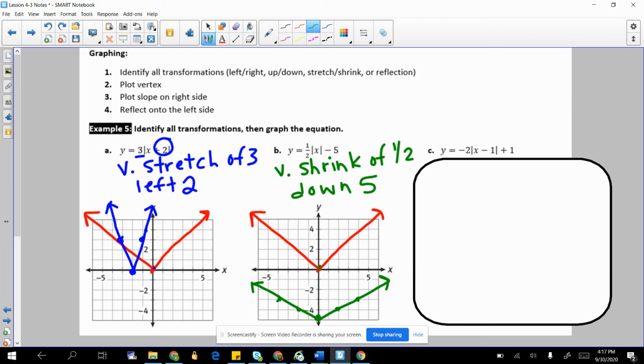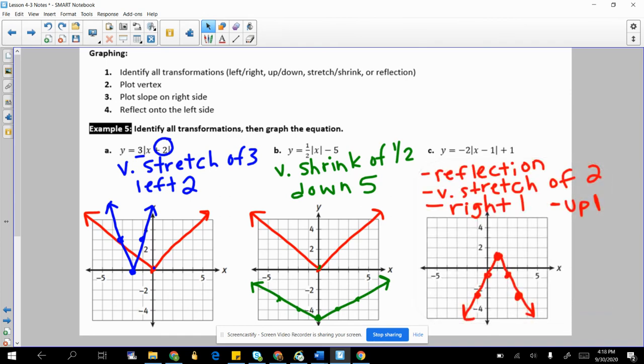Okay, this next one has a lot of transformations, but I want you guys to try it. If you have to do it in a couple steps, that's okay. All right, so hopefully you got this. All right, so the reflection, so I can see that it's flipped upside down. A vertical stretch of 2, so I can see that the slope is up 2 over 1. And it moved to the right 1 and up 1, so I can see that by where my vertex is.